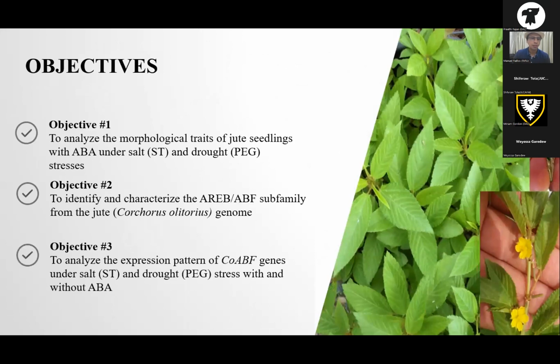The first objective is to analyze the morphological traits of the Jute seedlings with ABA under salt and drought stresses. After that, I continue with the identification and characterization of the gene family from the Jute genome, especially in the species Corchorus olitorius. After that, I analyze the expression patterns of these genes under salt stress and drought stress with and without ABA.